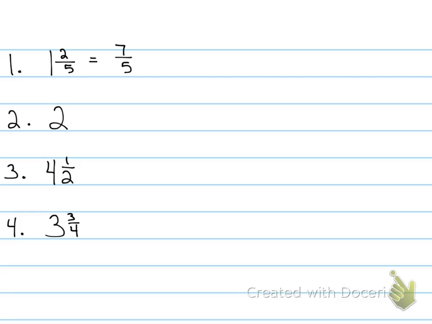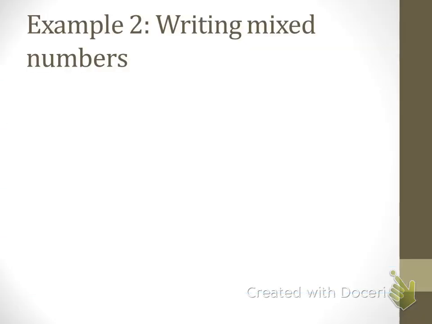7/5. Very good. What would number 2 be? 2 over 1. What about number 3? 9 over 2. And number 4? 15 over 4. All right, very good. Who got them all? Me. Awesome. Good job, guys.